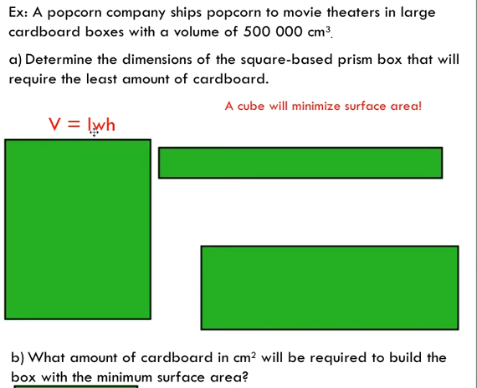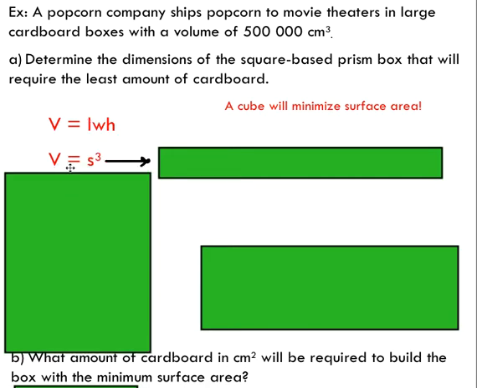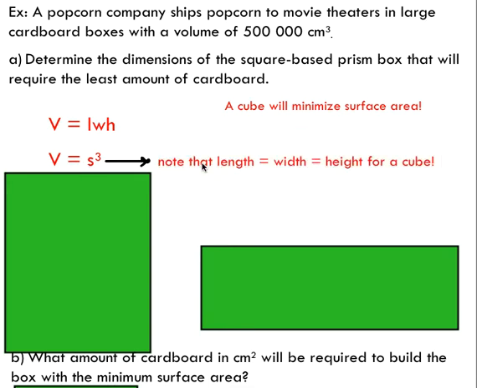And we also know that because we're working with a cube, all three variables, the length, the width, and the height, must be the same. So I can simplify this formula a little bit and just write it as volume equals S cubed. And why don't we just say that S is the length, the width, and the height for our cube.